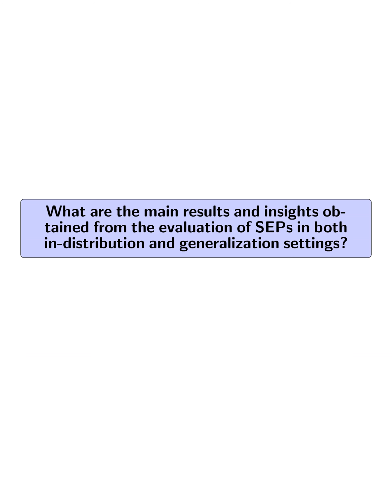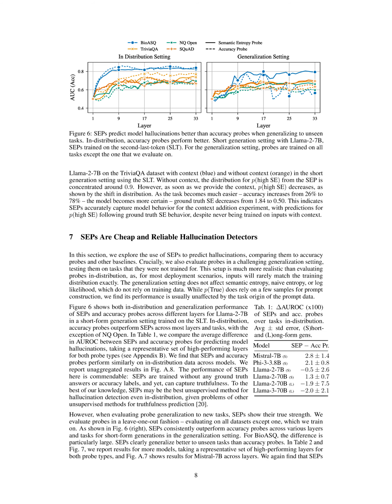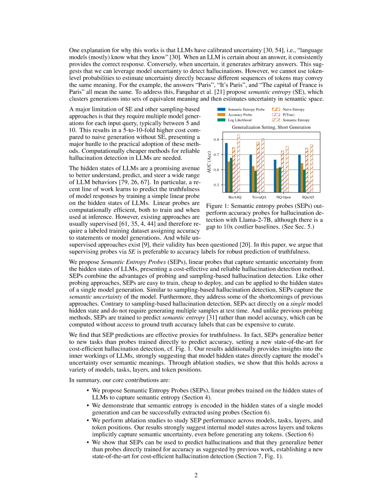What are the main results and insights obtained from the evaluation of SEPs in both in-distribution and generalization settings? The main results and insights obtained from the evaluation of semantic entropy probes, SEPs, in both in-distribution and generalization settings are as follows. 1. In the in-distribution setting, SEPs perform commendably, capturing truthfulness without the need for ground truth answers or accuracy labels. They are shown to be one of the best unsupervised methods for hallucination detection, even outperforming other unsupervised methods for truthfulness prediction.